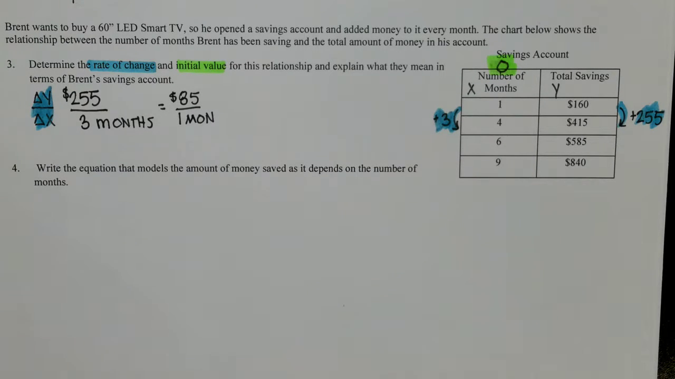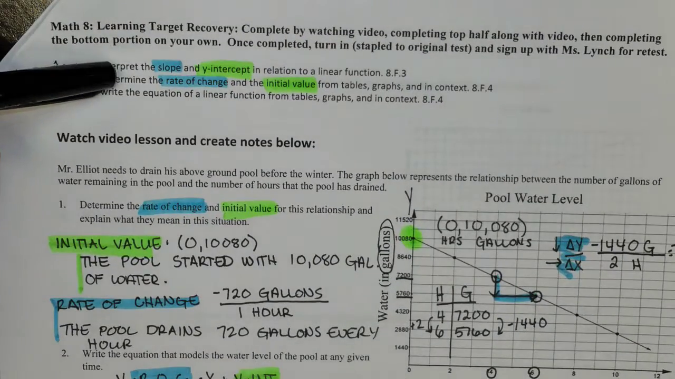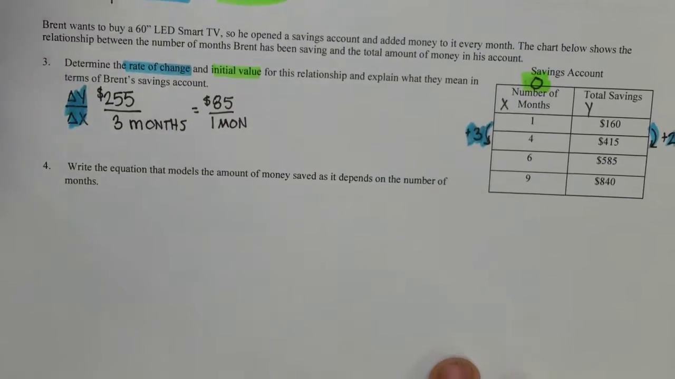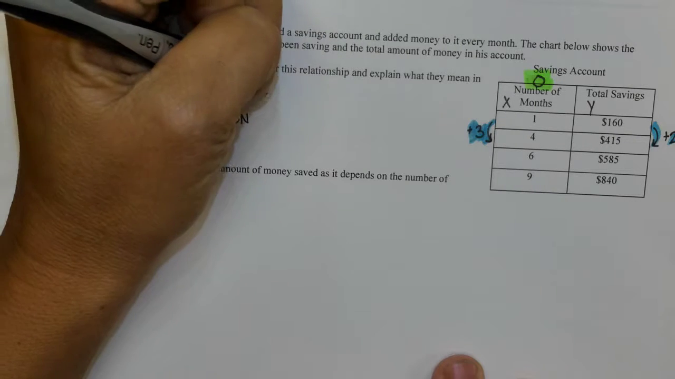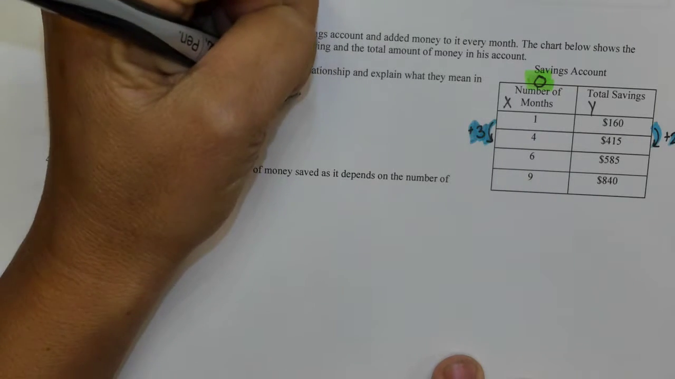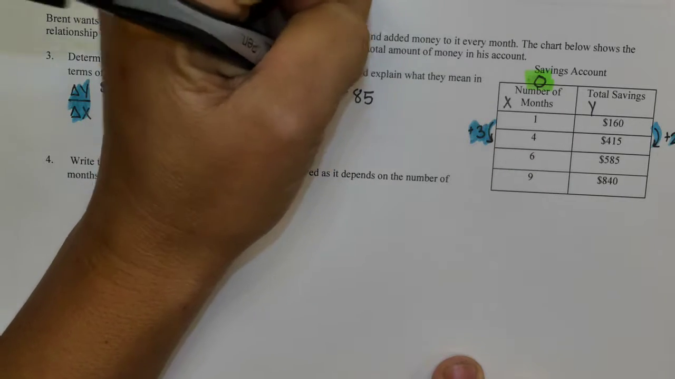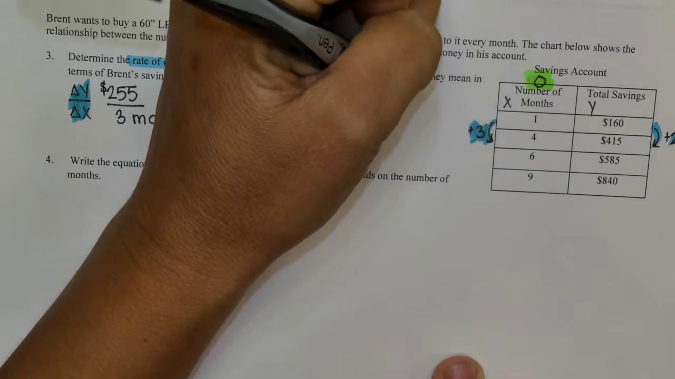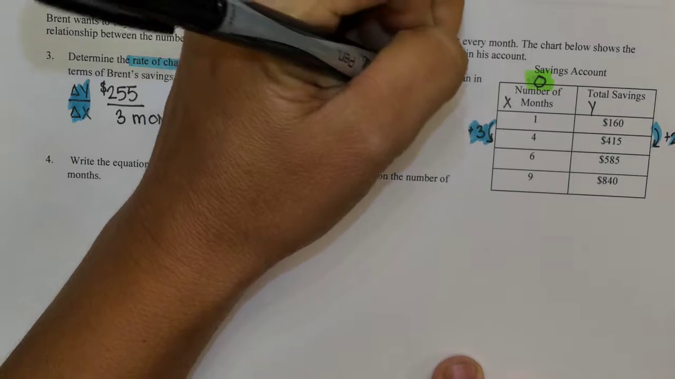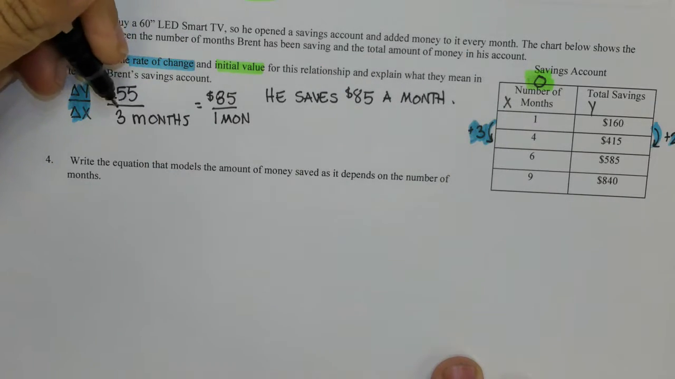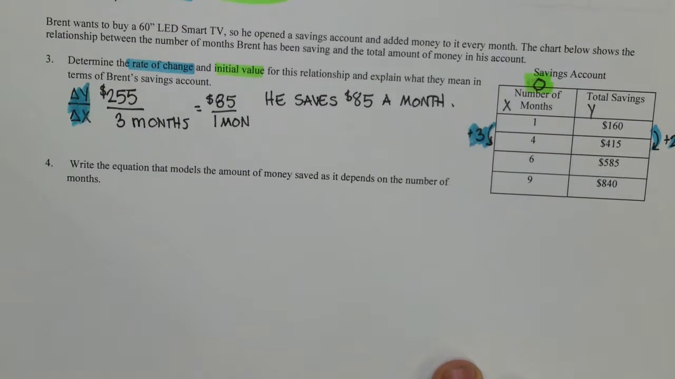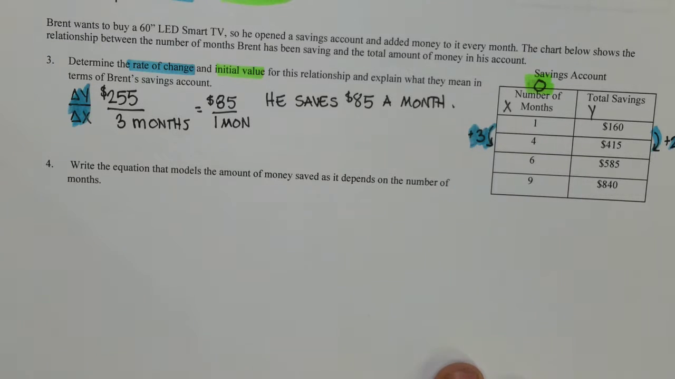All of this work is my rate of change. I just determined it, but if I go back up to my learning targets, I've not interpreted it until I have a sentence. So interpretation would say, he saves $85 a month. That's what we're saying in math right there. That's what that is standing for. That's what all this is standing for.